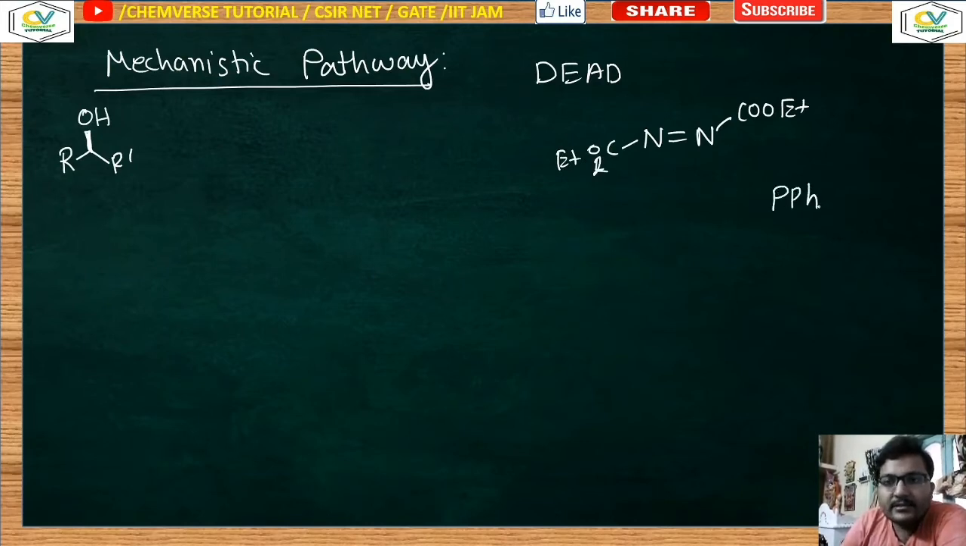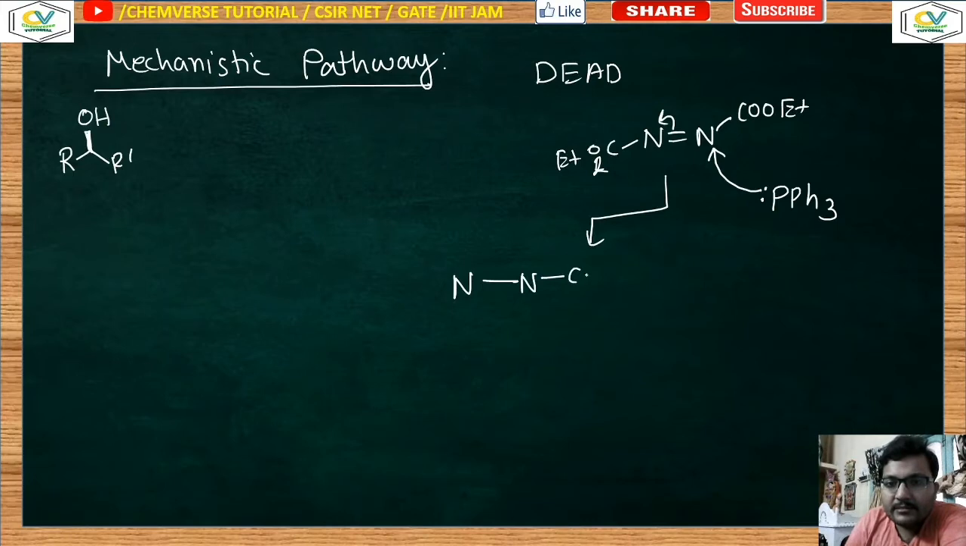Now we have PPh3 in the medium. This PPh3 has a lone pair on phosphorus. It will attack at this nitrogen, which will form N negative. So from here you are getting something like this: N-CO2Et, with the phosphorus PPh3 now positive because it donated electrons to the nitrogen, and the other nitrogen is negative with CO2Et.